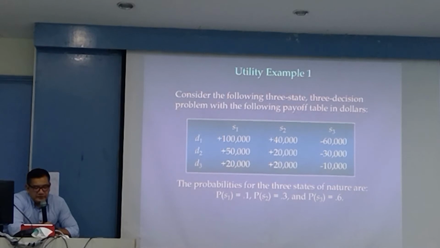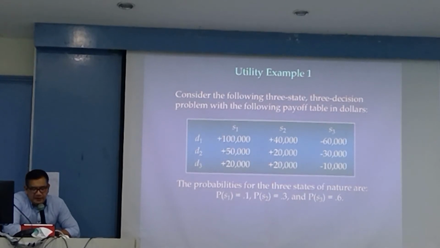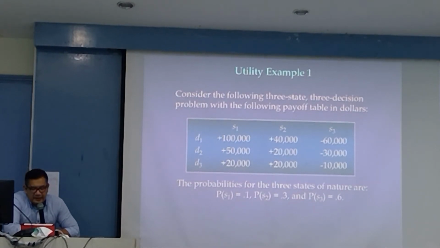For example, if you're using alternative D1 and S3 happened, let's say you lost 60,000. But if you select alternative D2 and S3 happened, you lost 30,000, and so on. Suppose that the probability for each outcome or state of nature is 0.1 for S1, 0.3 for S2, and 0.6 for S3.